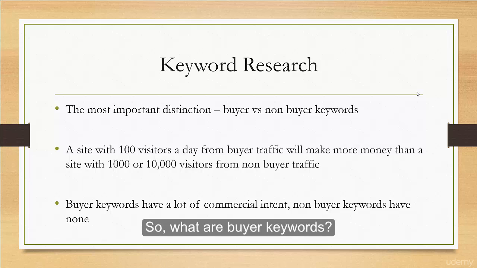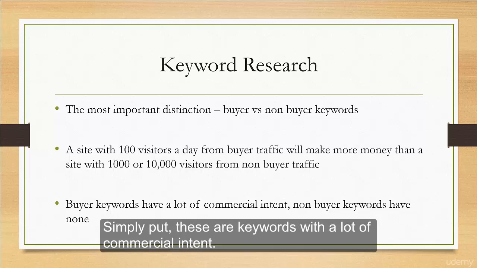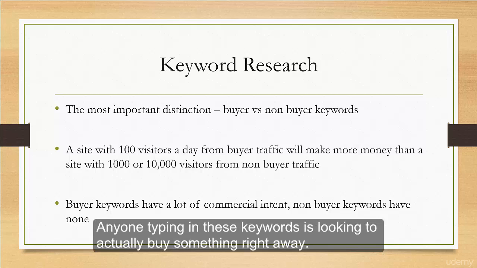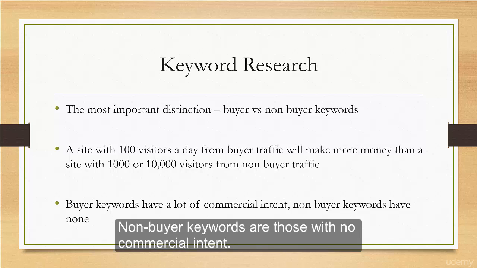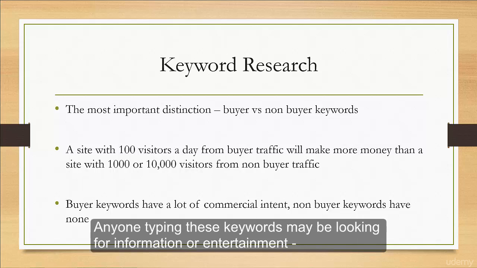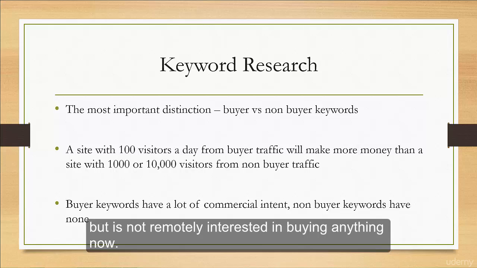So, what are buyer keywords? Simply put, these are keywords with a lot of commercial intent. Anyone typing in these keywords is looking to actually buy something right away. Non-buyer keywords are those with no commercial intent. Anyone typing in these keywords may be looking for information or entertainment, but is not remotely interested in buying anything now.